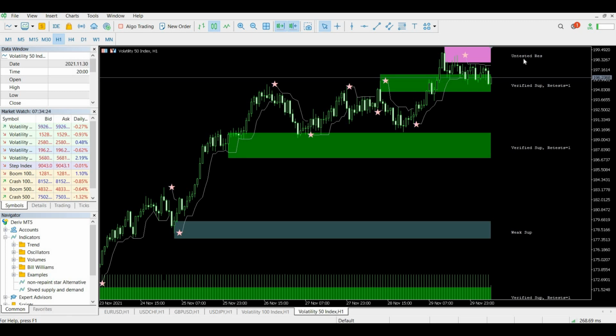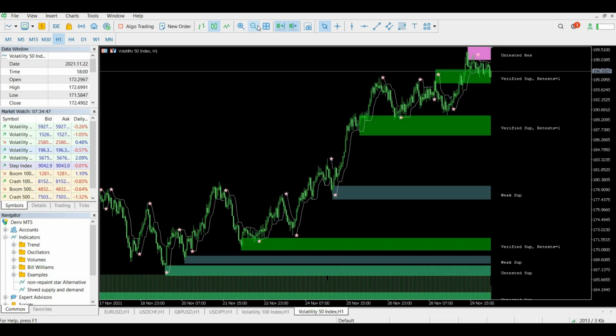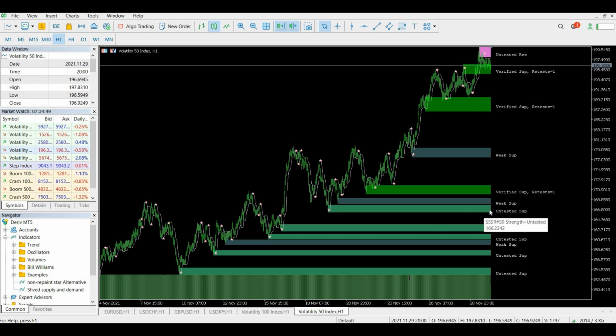So untested resistance, we will get into how to use this in the next video. You get untested resistance, you get verified support, you also get retest, which equals 1. That's also cool. I'll explain that in the next video. We have verified support, we have weak support, and we have verified support, which is very good to have. And if we can just look over here, we have weak support, we have untested support, we have untested support.